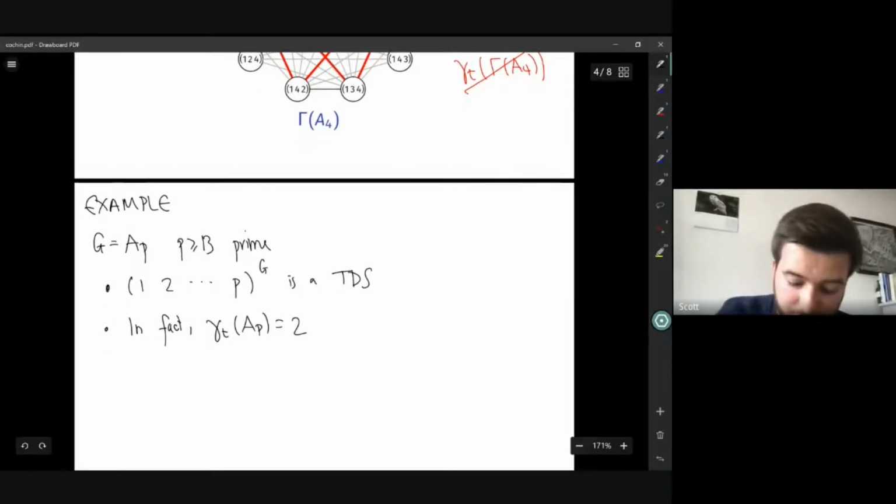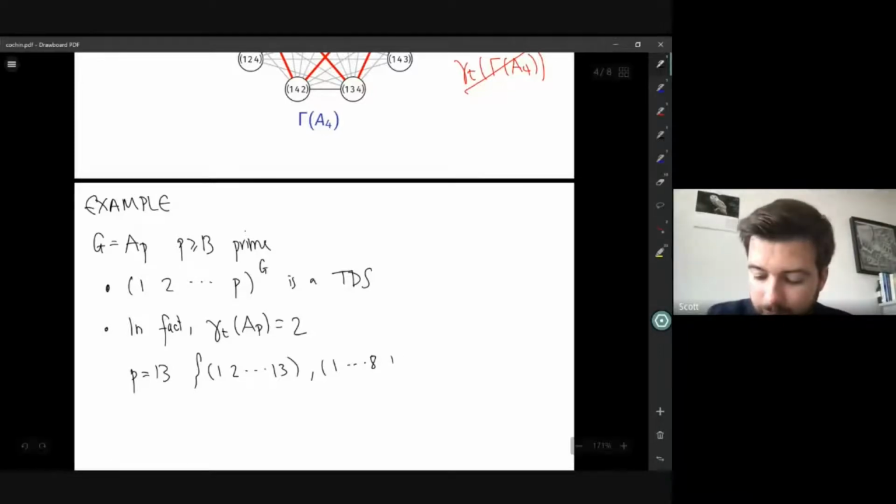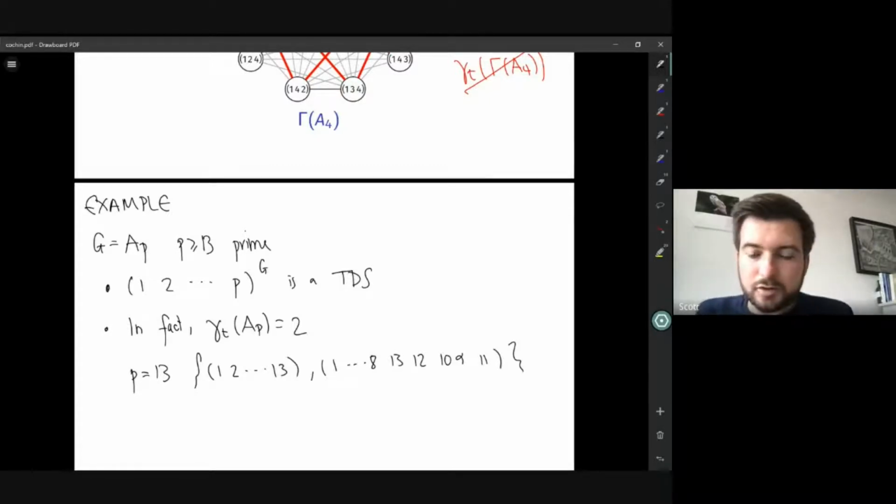So I'll give you an example. If p is 13, then I can write down 2 p-cycles that work. One p-cycle will just be 1 up to 13. And the other p-cycle is 1 up to 8, and then I put the last few in a slightly different order: 13, 12, 10, 9, 11. It turns out, and you can check on a computer, that any element will generate with one of those 2. Every vertex is adjacent to one of those 2 vertices.